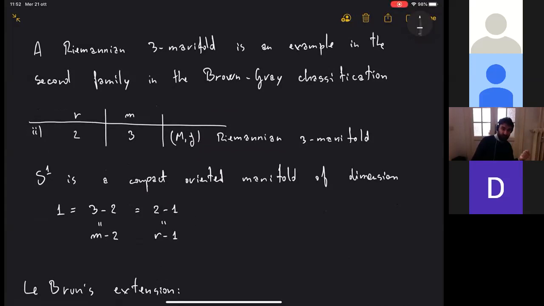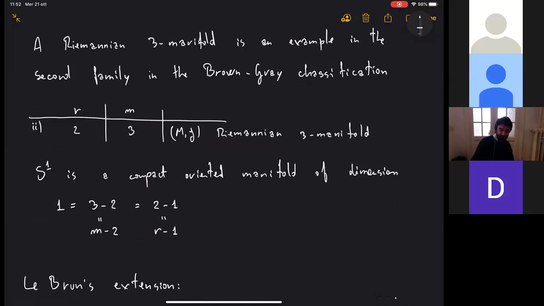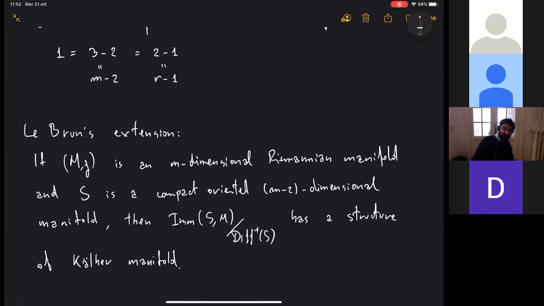And focusing on this point of view, LeBrun was able to extend Brylinski's result to any codimension 2 manifold in an m-dimensional Riemannian manifold. LeBrun's extension can be stated like this. We start with an m-dimensional Riemannian manifold, take S, a compact, oriented, m minus 2 dimensional manifold. Then the shape space, the free immersions modulo oriented diffeomorphisms, has the structure of a Kähler manifold. So this properly generalizes Brylinski's result to an arbitrary dimension. And the focus here is on the codimension 2 aspect.